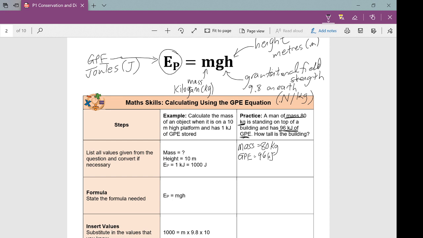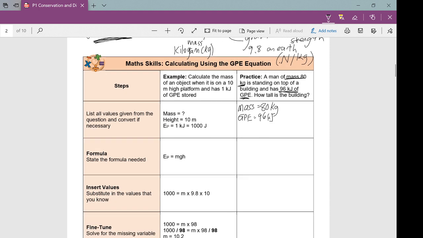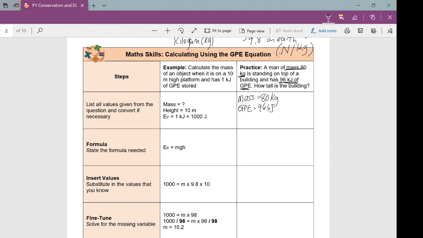Very good, Ollie. I need to change it back to joules because in my formula, I need just regular good old-fashioned joules in there. I don't want kilojoules, otherwise all of my units are going to be messed up going into the formula. So I need to make sure I change that into joules. Kilo means you have 1,000 of them. So if I have 96 kilojoules, that means I have 96,000 joules. So I'm just going to write that as well. 96,000 joules.